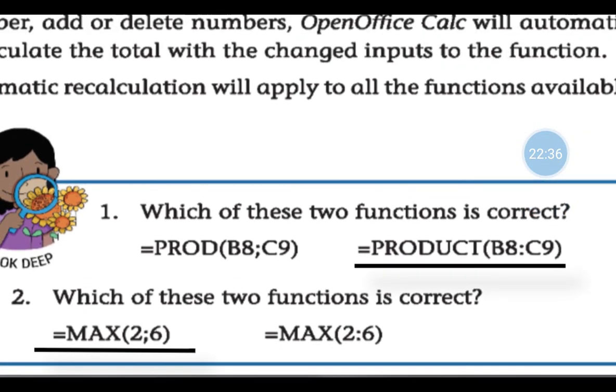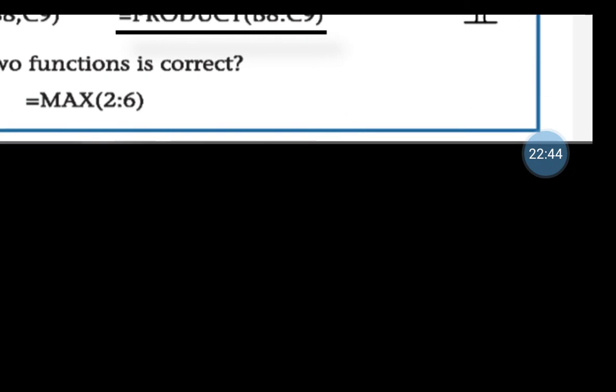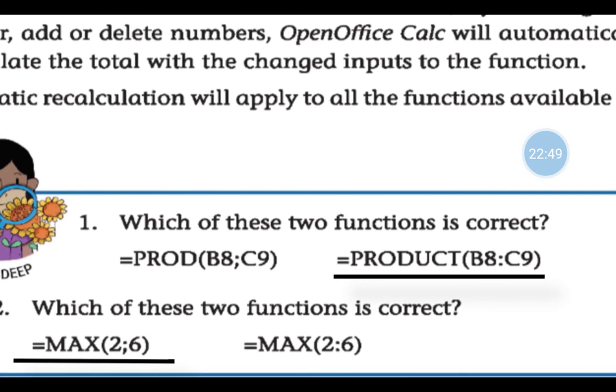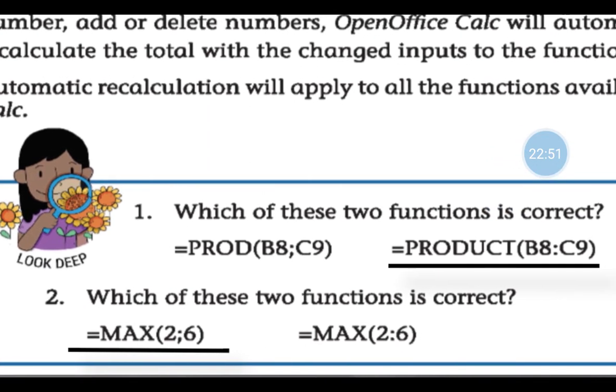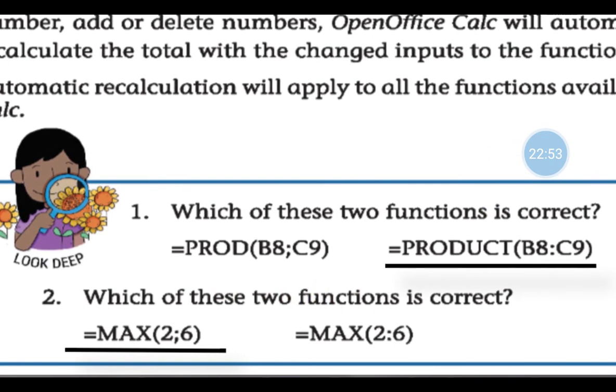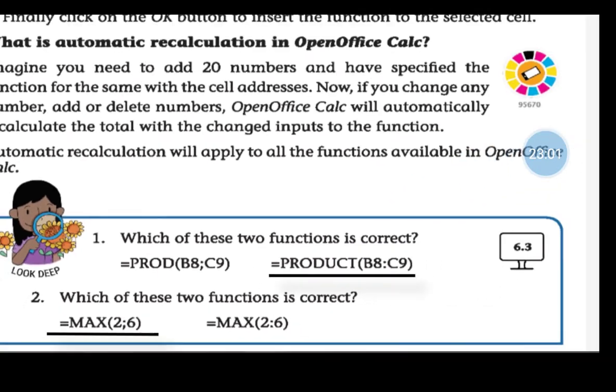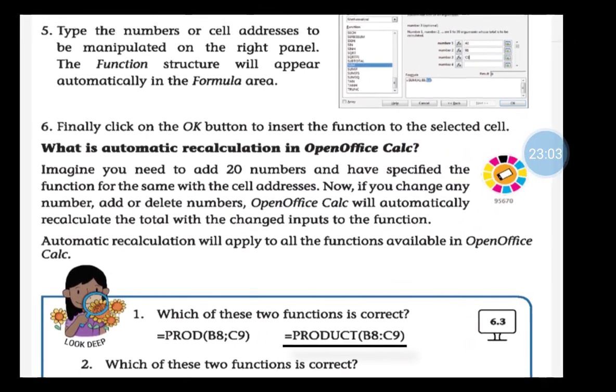The next one is also the same, but here you have to find the max between these two numbers. That time you have to use the semicolon only. When you are writing the numbers, you have to use the semicolon symbol, not this one. Okay, so here the first one is the correct answer. So you just mark that. Okay, yes.